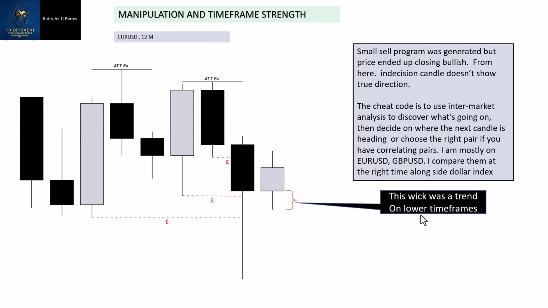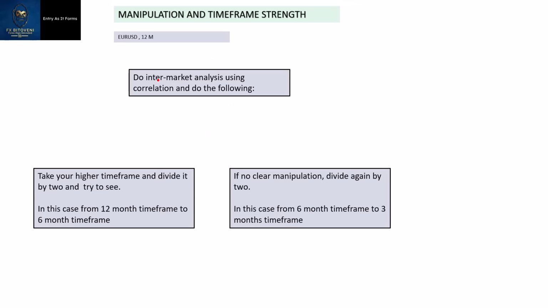Now, this week was a trend on a time frame that you can profit from. So, intermarket analysis. Do intermarket analysis using correction and do the following. Take your time frame and divide it by 2. In this case, from the 12-month time frame, go to the 6-month time frame. If there is no clear manipulation, divide again by 2. In this case, from 6-month to 3-month time frame, just to see where exactly the right manipulation is going on under the hood.